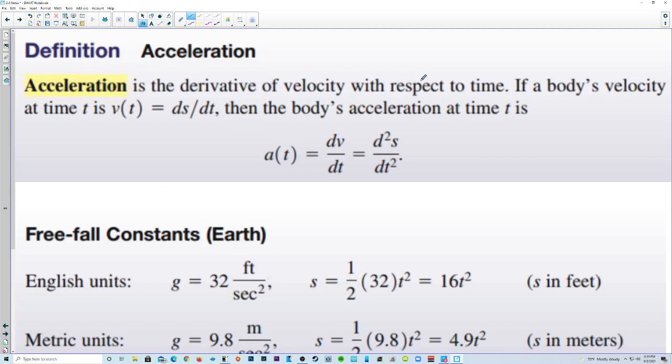Acceleration is the derivative of velocity with respect to time. If a body's velocity at time t is v of t equals ds/dt, then the body's acceleration at time t is the second derivative. So we have the position function. If position changes, that's velocity. So the derivative of the position function is the velocity function. And then if velocity changes, that's acceleration. So the derivative of velocity is equal to acceleration. So the acceleration is the second derivative of the position function.